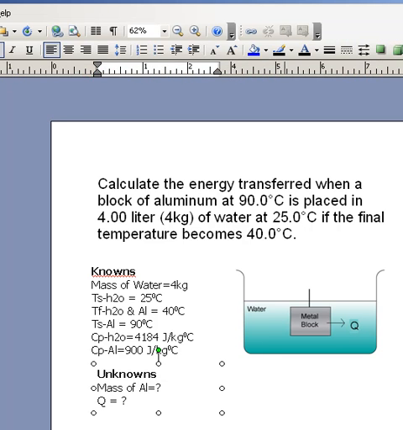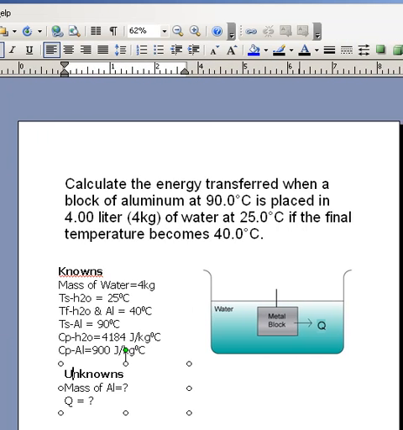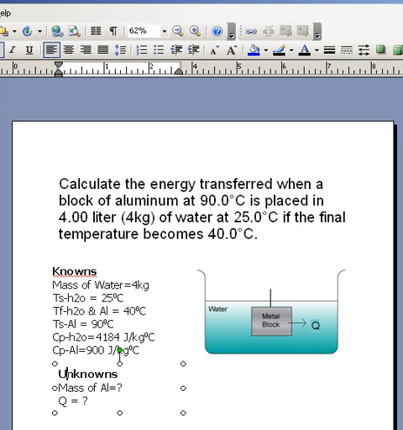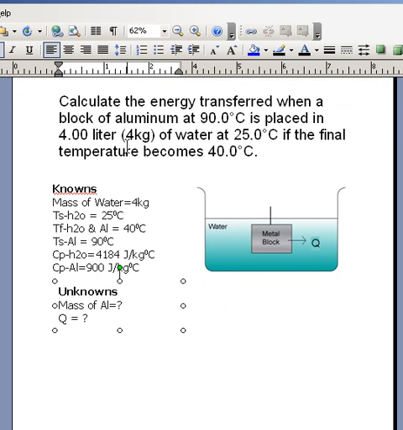The problem here is given to you that you're calculating the energy transferred when a block of aluminum at 90 degrees Celsius is placed in 4 liters or 4 kilograms of water at 25 degrees Celsius, if the final temperature becomes 40 degrees Celsius.